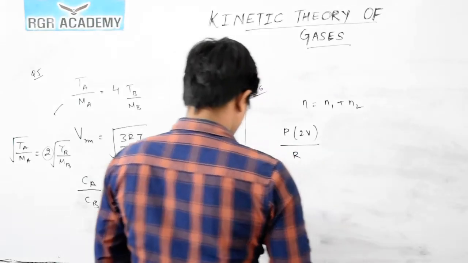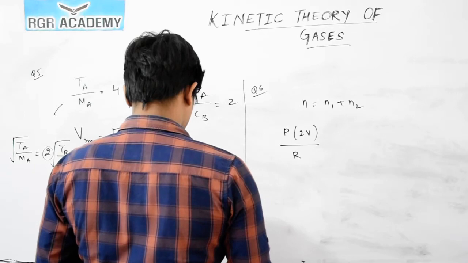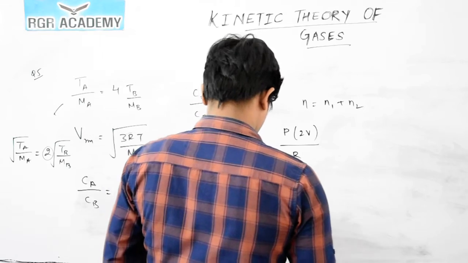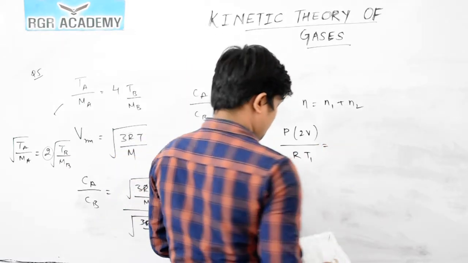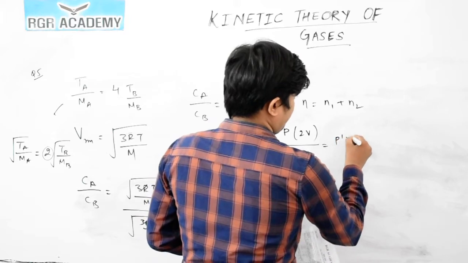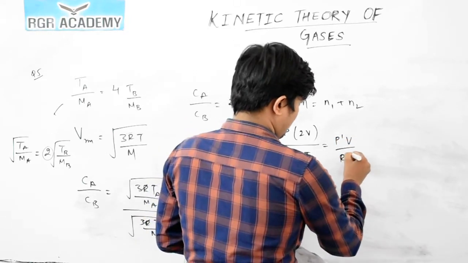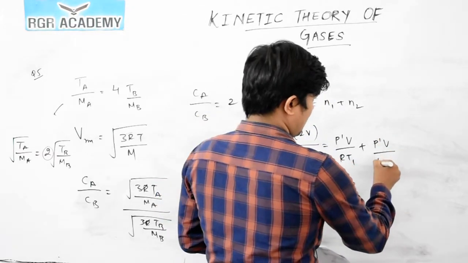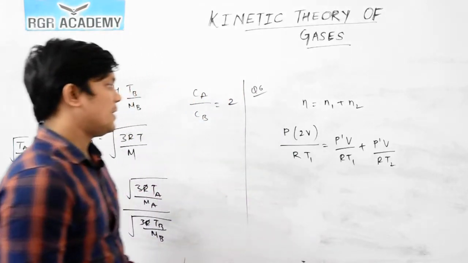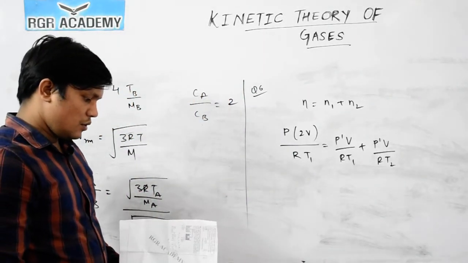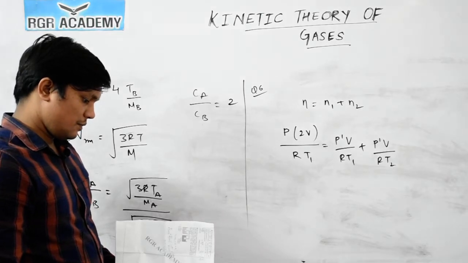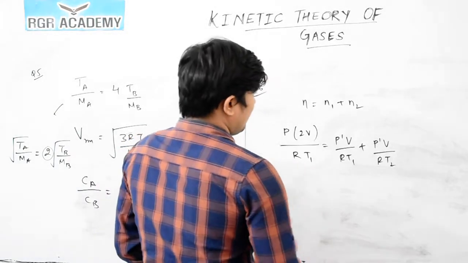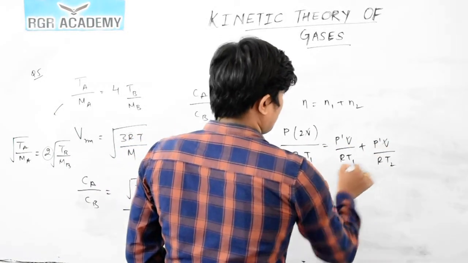R into T1. So P1 should be equal to P dash into V divided by R into T1 plus P dash into V divided by R into T2. Now we have to replace the values here. So if you replace the values here, what will we get? V will cancel out, R will also cancel out.